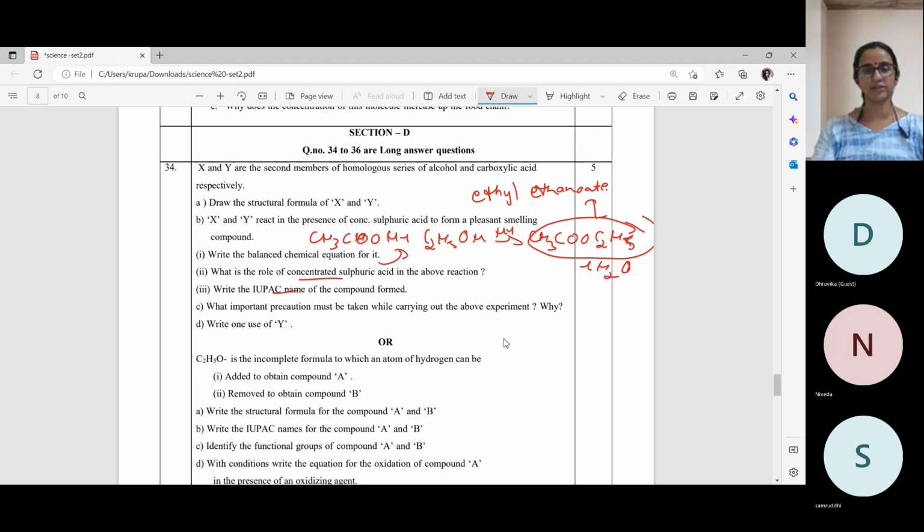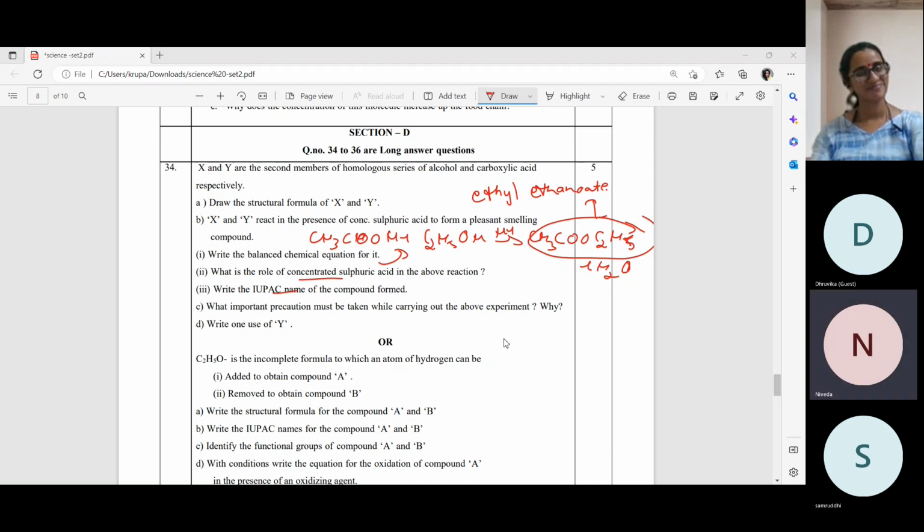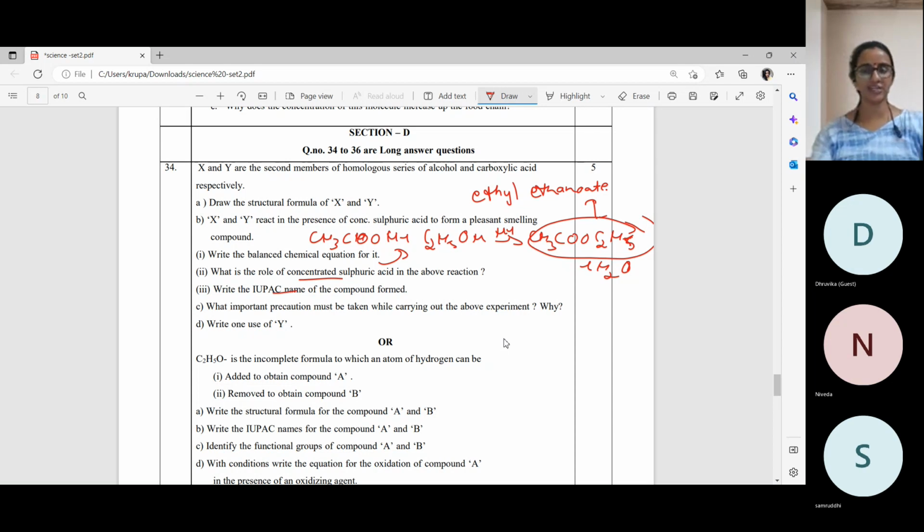Role of concentrated sulfuric acid. Is it a dehydrating agent? It's just a catalyst over here. Okay, you can talk about it as a dehydrating agent as well, because it is removing water from the process. Go for it.